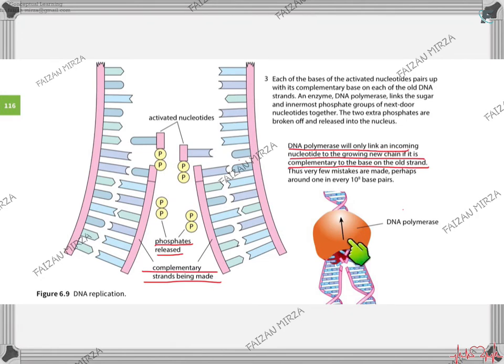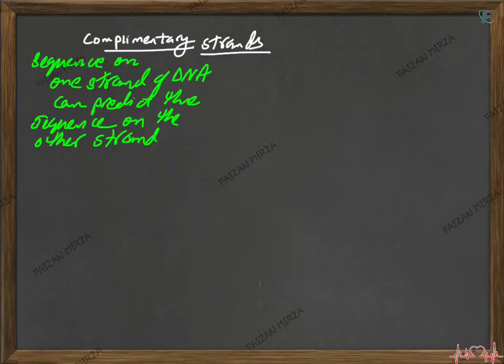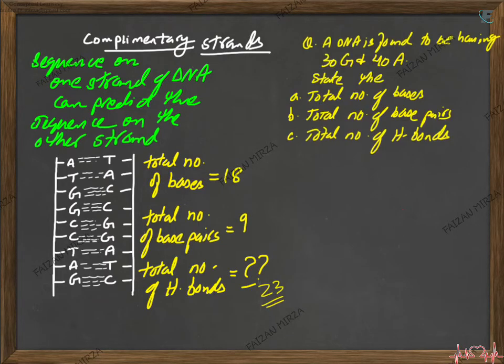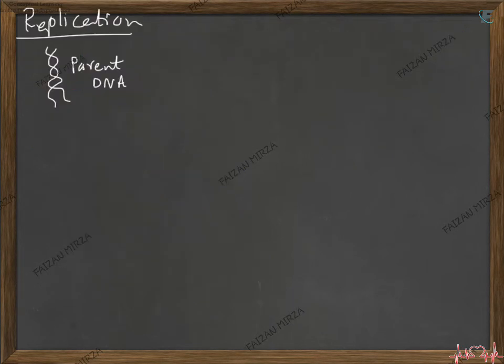So this is how your DNA polymerase goes up. You can see one DNA molecule being turned into two DNA molecules. You know this occurs in the S phase of the cell cycle. Complementary strands: I have already discussed that one strand sequence is used to predict the type of bases present on the other strand. You can just work these examples out.